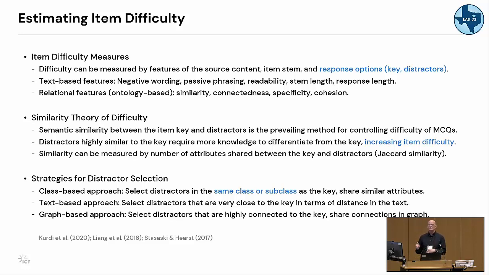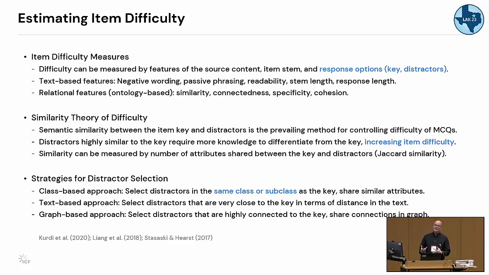So these are all measures that have been used in previous research, and we did quite an exhaustive review of the literature to see which measures we could actually use. The most common approach is to look at the similarity between the keys and the distractors using different measures of similarity, and there are a number of them. So the idea is basically that distractors that are highly similar to the key require more knowledge on the part of the learner to differentiate from the key, thus increasing the difficulty of the item.